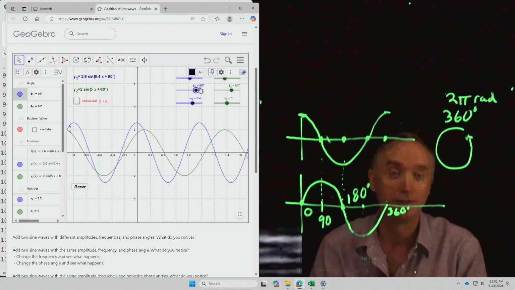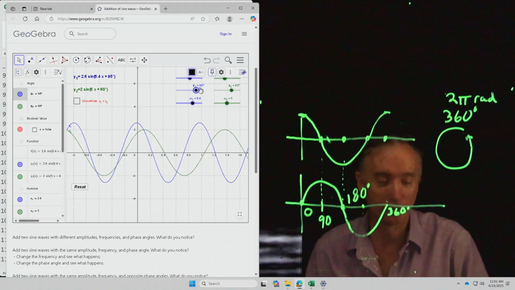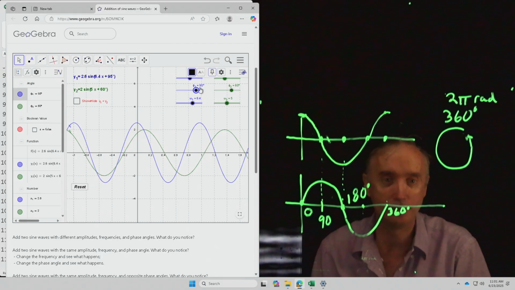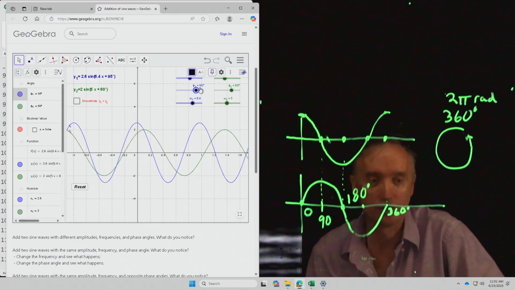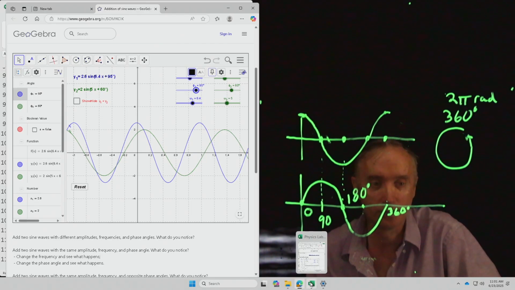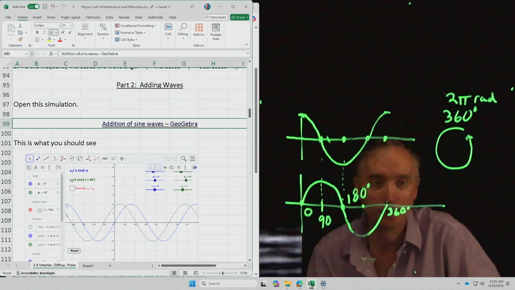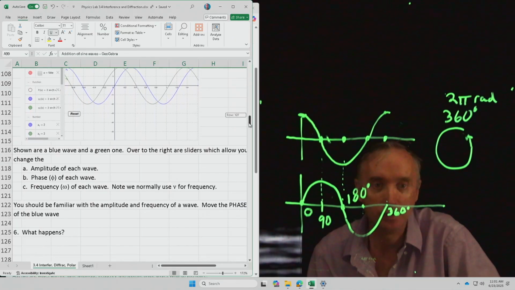Who cares? Now we're at the point where we're going to add the waves together. And so if we go back to the lab here, okay, now we're going to go down to here.